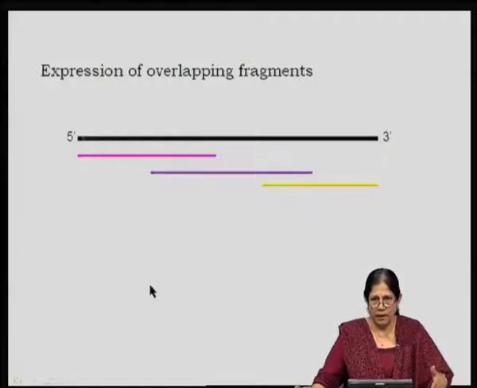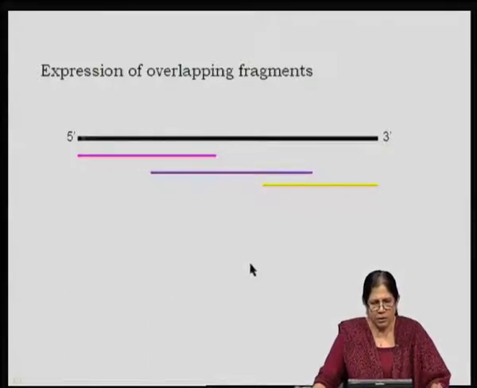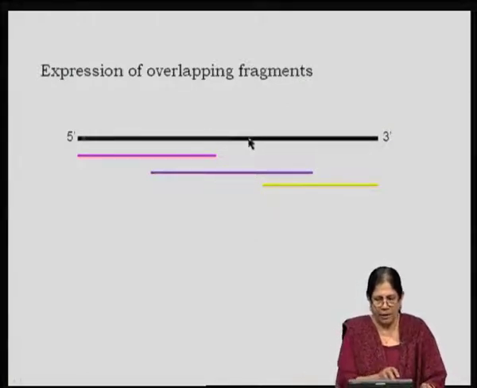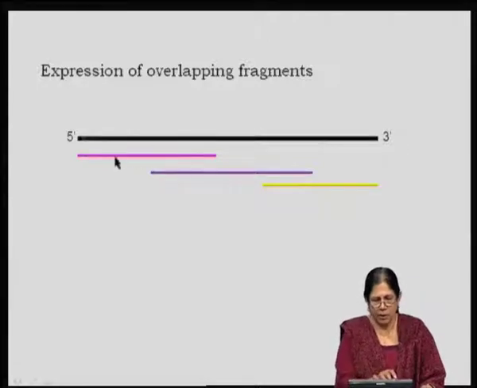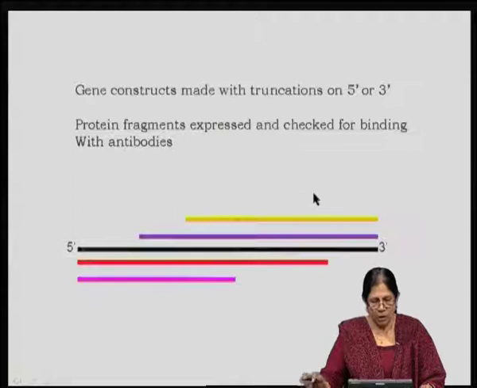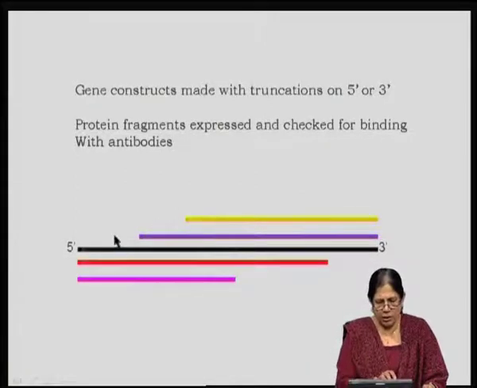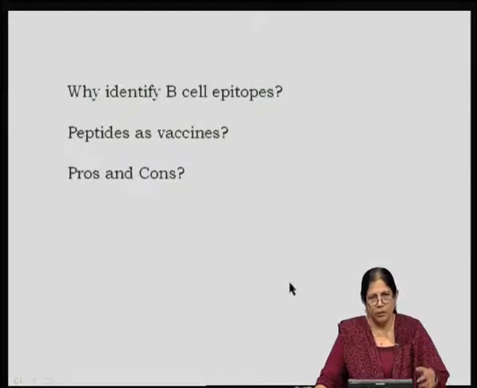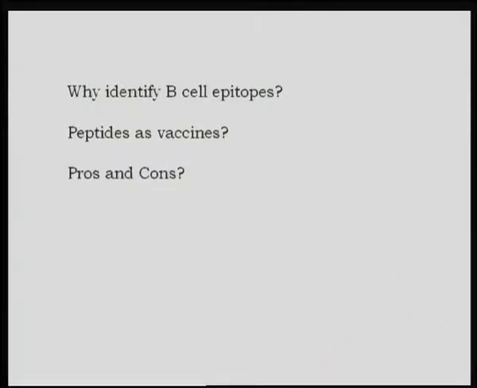One can do the same thing with molecular biology approaches. For that, of course, you need to have the gene corresponding to your protein, and then you can make overlapping fragments. This is the gene, 5 prime to 3 prime, and you can make overlapping fragments sequentially like this, or you can truncate the gene either from the N terminus or the C terminus, express each one of them and check for binding to antibodies. And then, by several such experiments, one can say that this is likely to be the epitope, and later go on to peptide generation if you really want to know the core sequences.